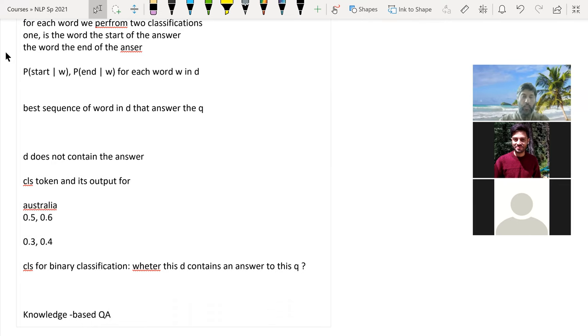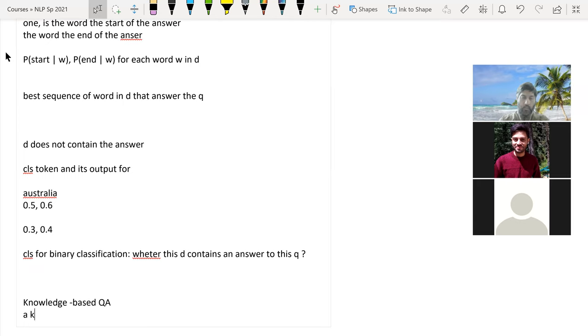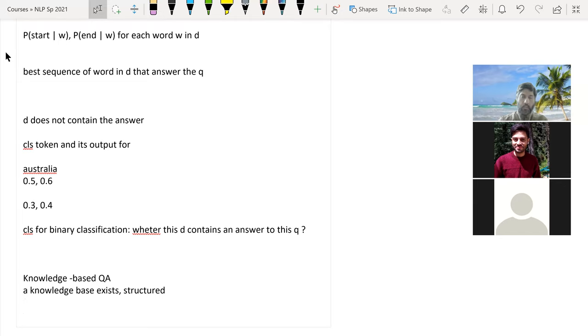So in knowledge based QA, we assume that a knowledge base exists, and a knowledge base generally is structured. So it could be a relational database, it could be some other semantic database like the semantic triplets, for example. Or it could be a knowledge graph, for example. A knowledge graph has nodes and edges, and nodes may represent entities, edges may represent various relationships between those nodes. So several knowledge graphs or knowledge bases exist. One knowledge base, which is slightly unstructured, of course, but still structured, and which is very popular, is of course Wikipedia. So Wikipedia is an example of a knowledge base.